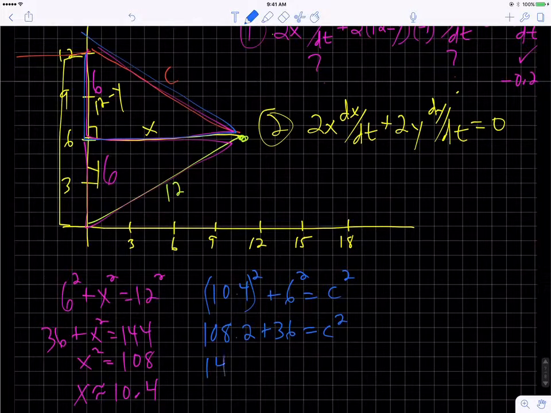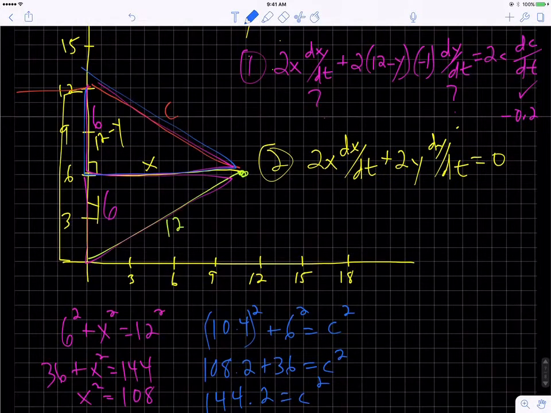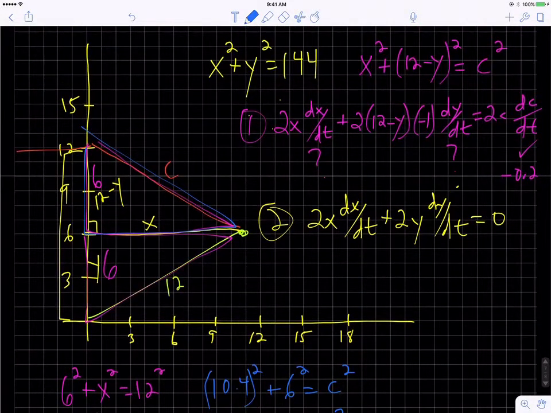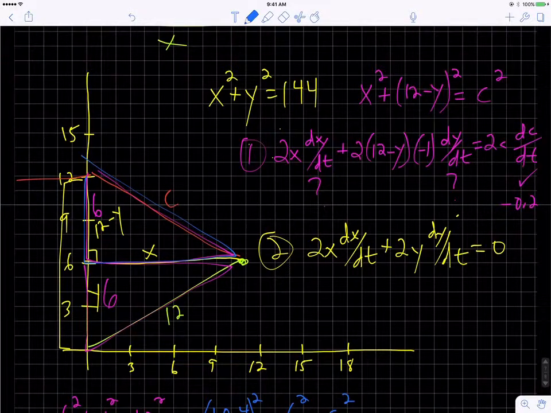So that's 144.2 equals c squared. I square root it, I get about 12. So we'll call it 12. So that gives me my x and my c. So up here in this big equation number 1, I know x, I know y, I know c, and I know dc dt. The only thing I don't know is dx dt and dy dt. That's also the unknown here in equation 2. So I'll have two equations with two unknowns.